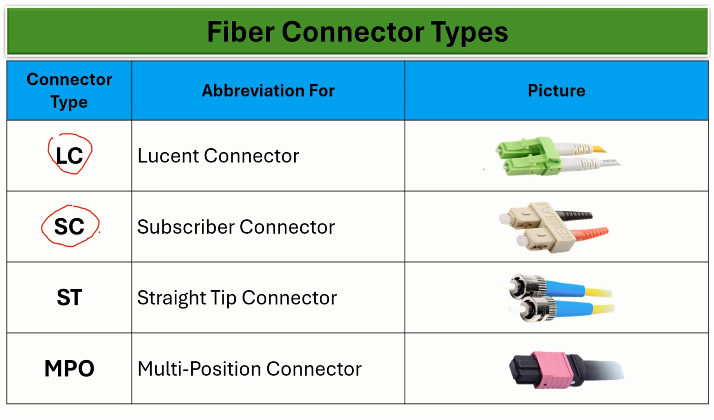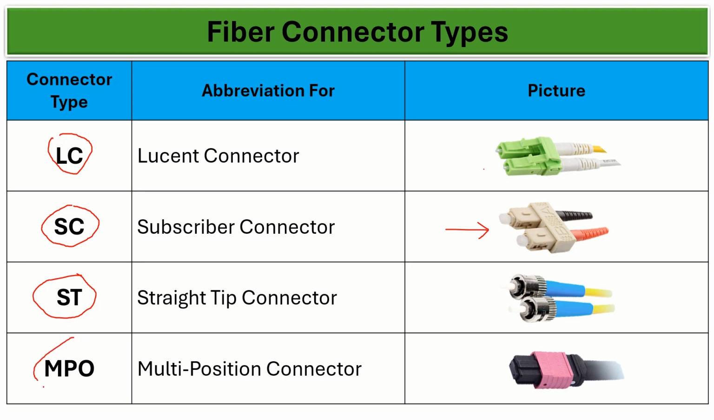Now talking about SC, which is called the square connector or the subscriber connector. It has obviously been taken over by LC, but in many cases for telecom applications we are still using SC. Its setup is also push pull, and this is how its picture looks. Next is ST, the straight tip connector. It's again the predecessor of SC and LC type, and as we said earlier, for telecom and campuses it was widely used, but now LC and SC have taken over.